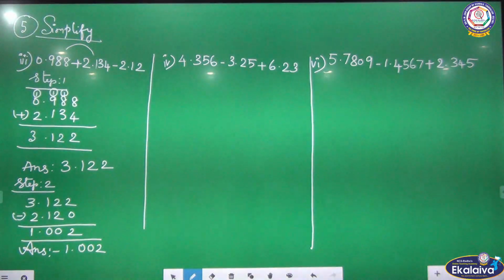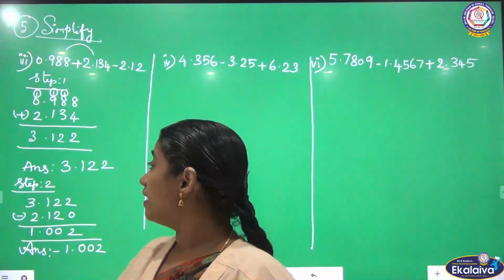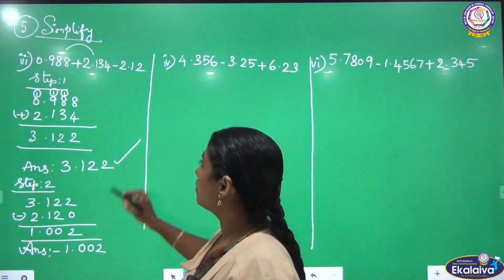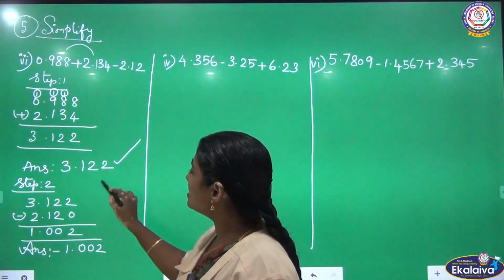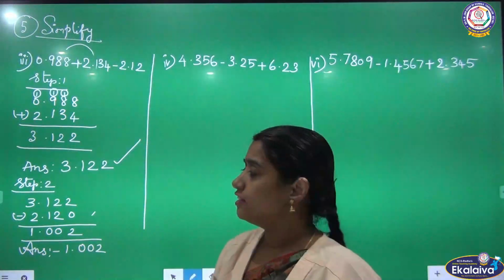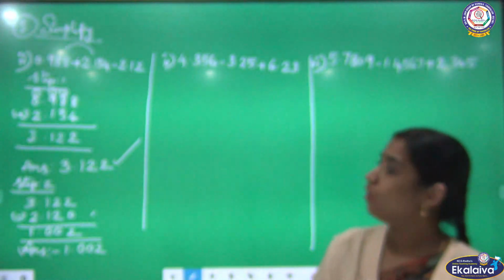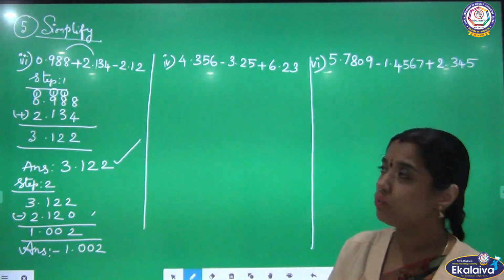1.002. Got it? Step 1, I add. If I add, I can get the sum. That is this answer. Okay. And step 2, what is the answer you are getting? No, in that I am going to subtract. So, I can get 1.002. Got it, children? Shall I move on to the next one?